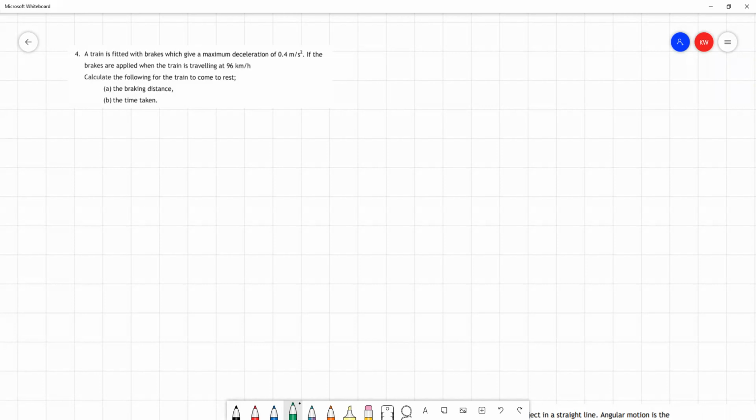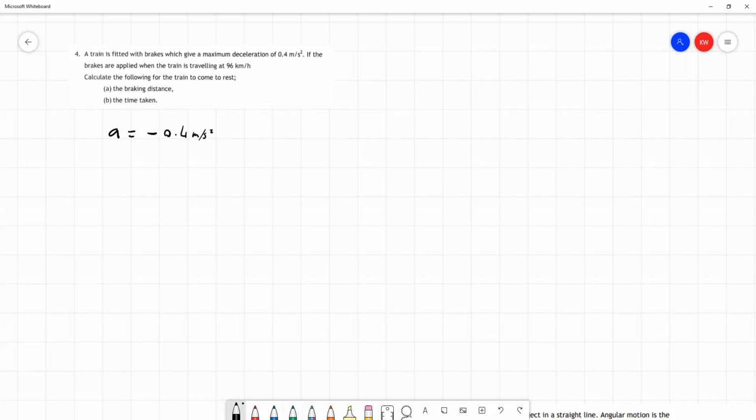So we begin, as we always do, by listing the information we have in the question, which will help us determine which formula to use and how to solve the rest of the problem. So we're told the train has a maximum deceleration of 0.4 meters per second squared. So our value for A is minus 0.4 meters per second squared.